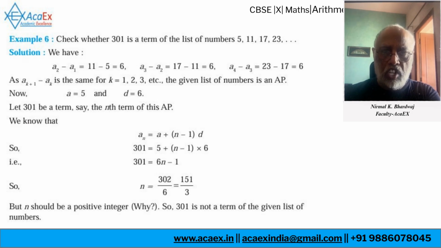Example 6. Check if a number is a term. Is 301 a term in the list 5, 11, 17, 23? First, we confirm this is an AP with a common difference of 6. We let the nth term be 301 and use the formula to solve for n. The calculation gives n as 302 divided by 6, which is 151 divided by 3. Since n must be a positive integer, 301 is not a term in this arithmetic progression.